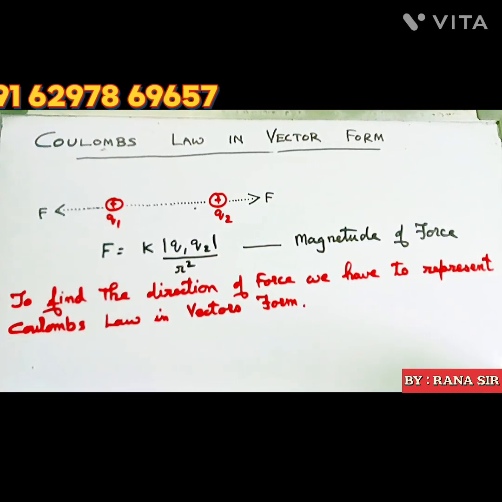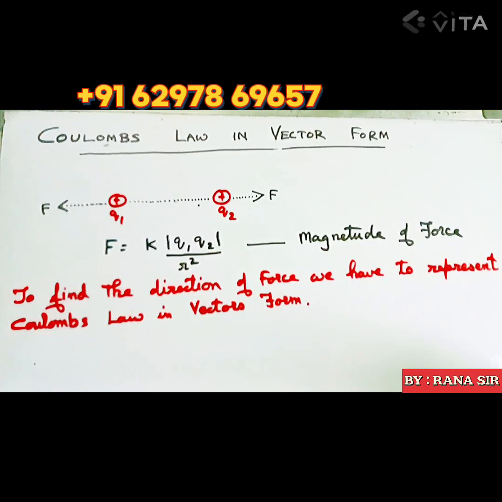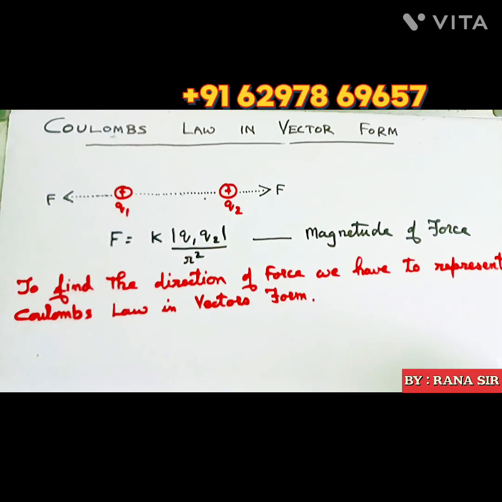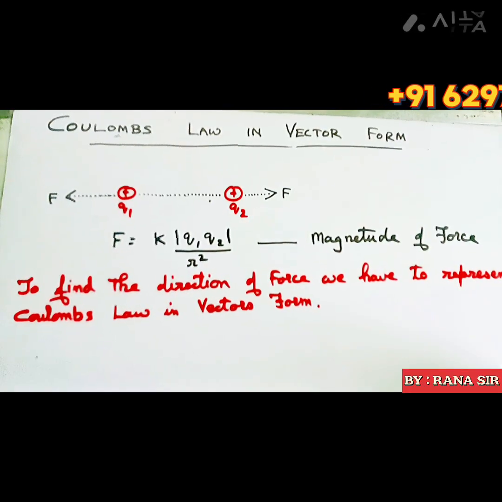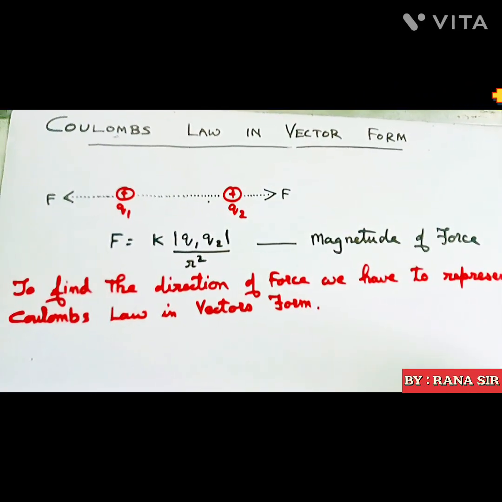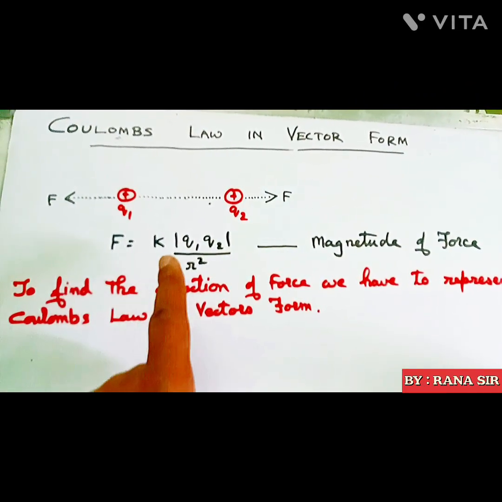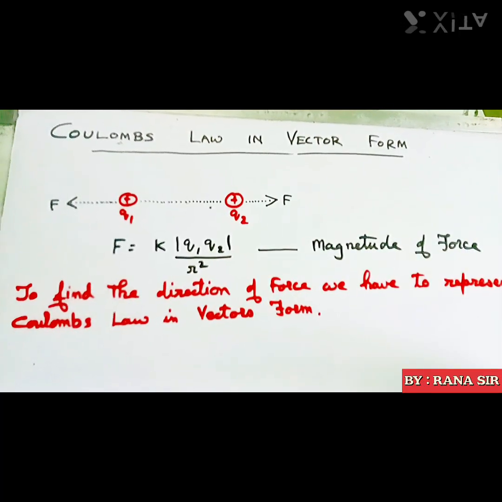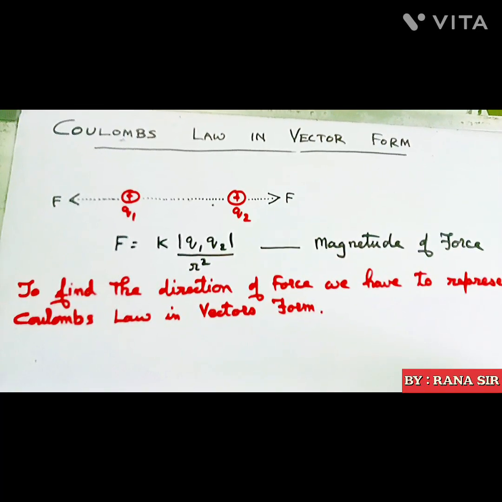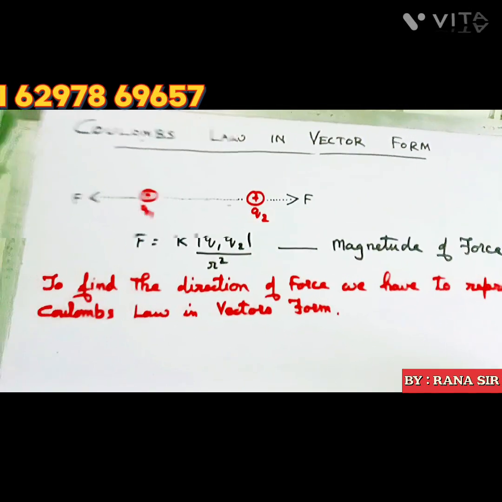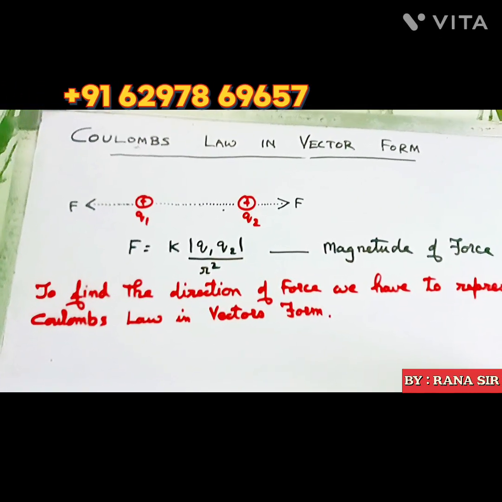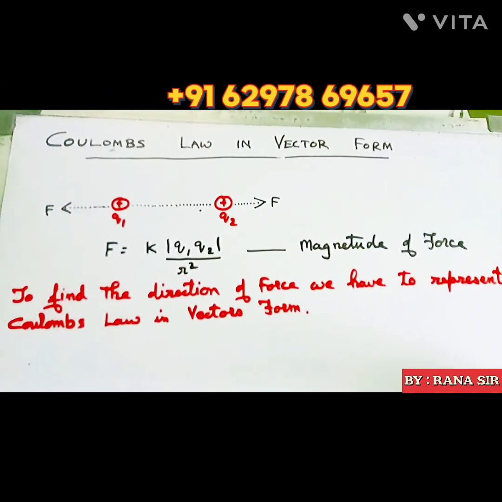So next topic of discussion is Coulomb's law in vector form. So when there are two charges, there is a force in opposite directions, and we find the magnitude of force as K mod Q1 Q2 by R square. So with this formula we can find the magnitude of force. Now to find the direction of force we have to represent Coulomb's law in vector form.